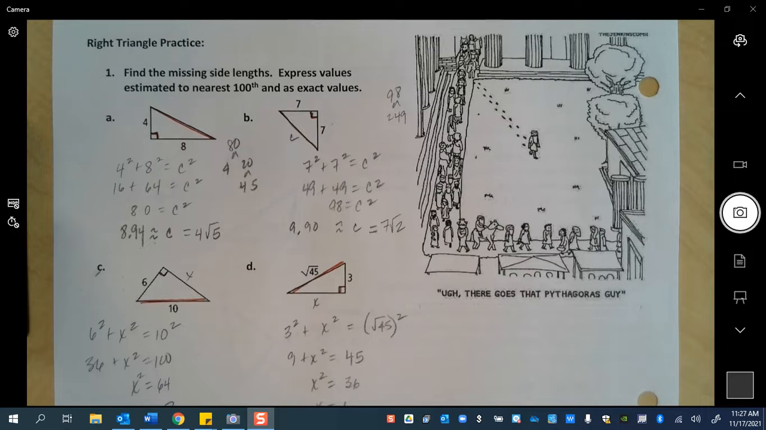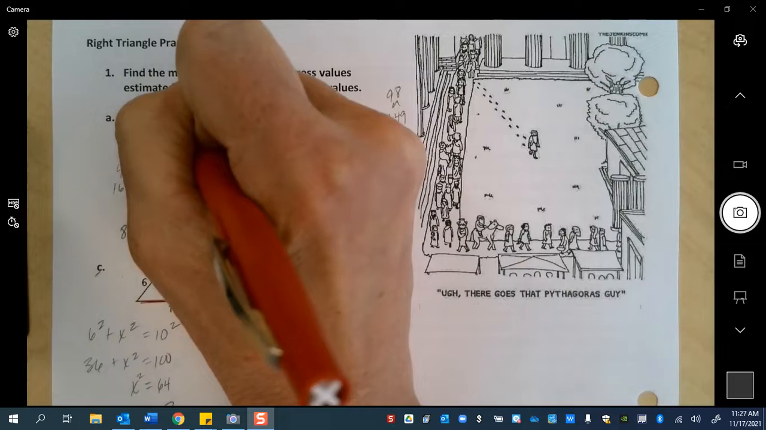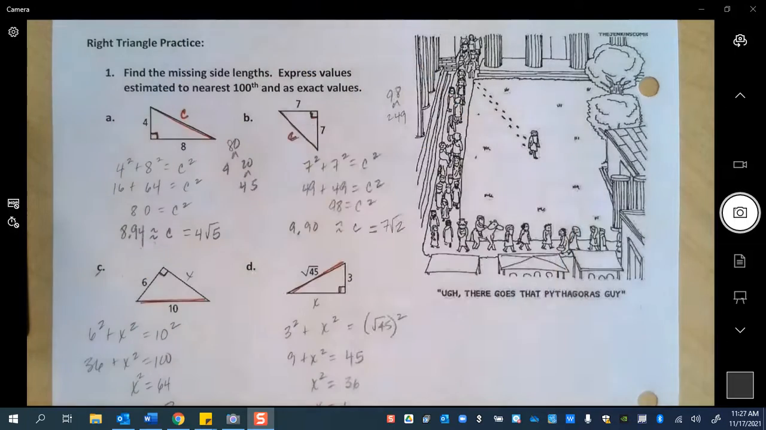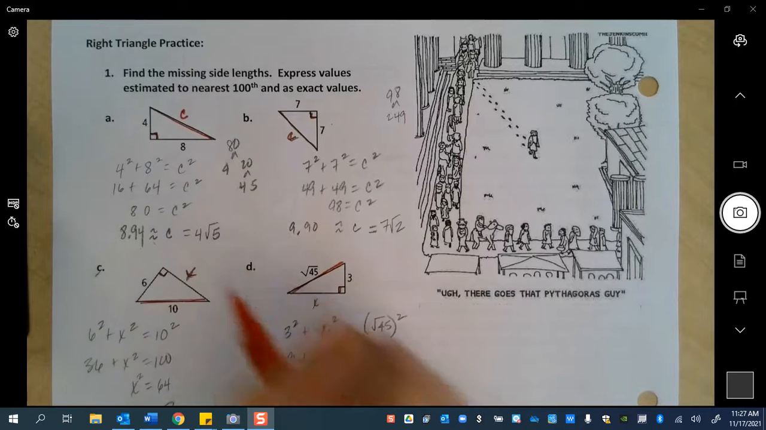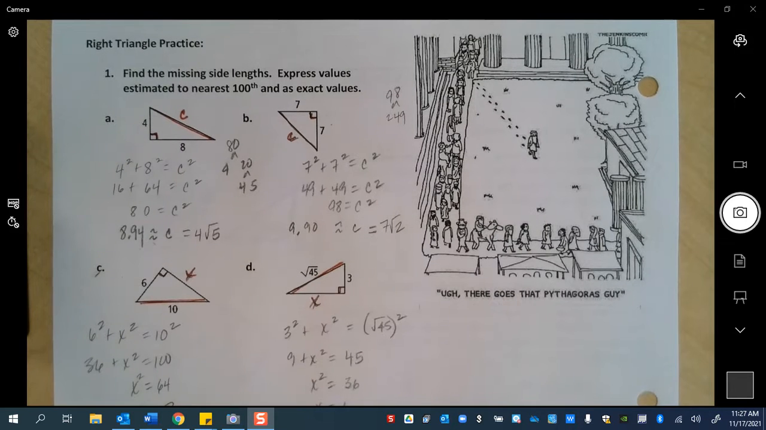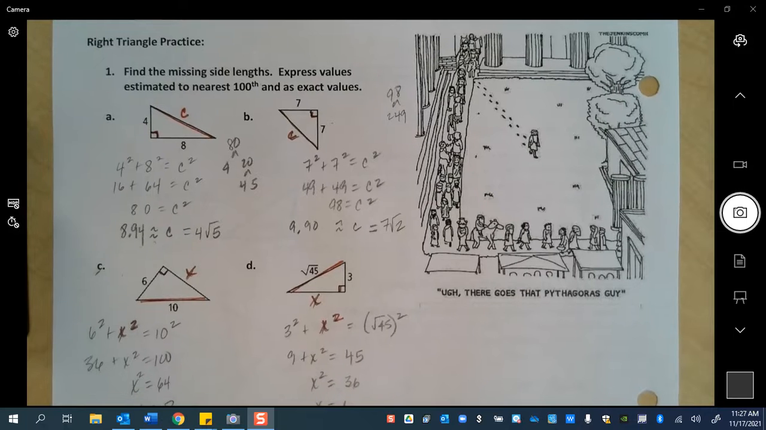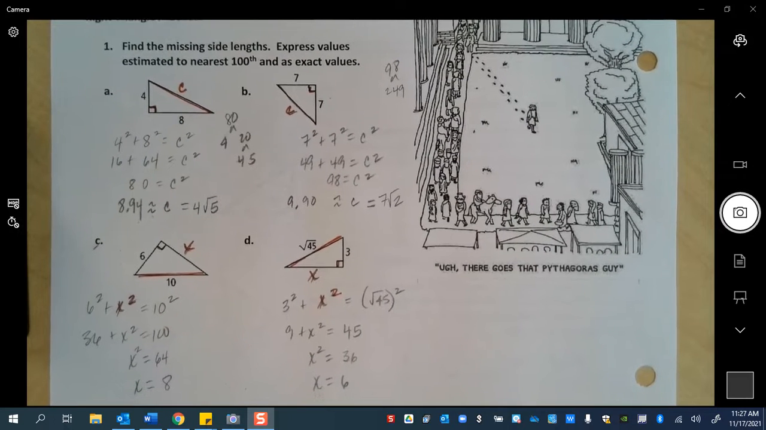If you are a person who's always assuming that their unknown side is the hypotenuse, that'll help you out with A and B, but definitely not with C and D. Because for C and D, my unknown side is one of my legs. So if you did not set up your Pythagorean equation correctly, you're not going to have a shot at getting the right answer.